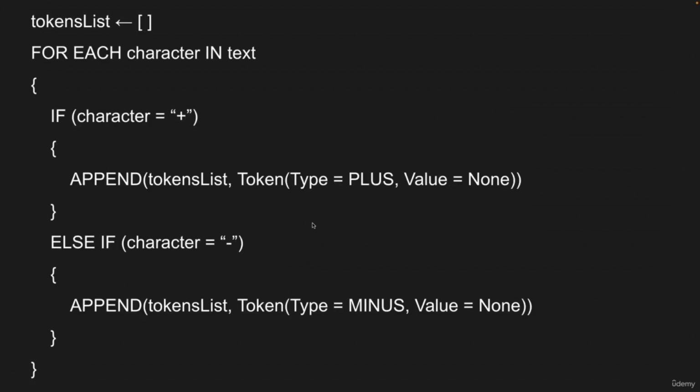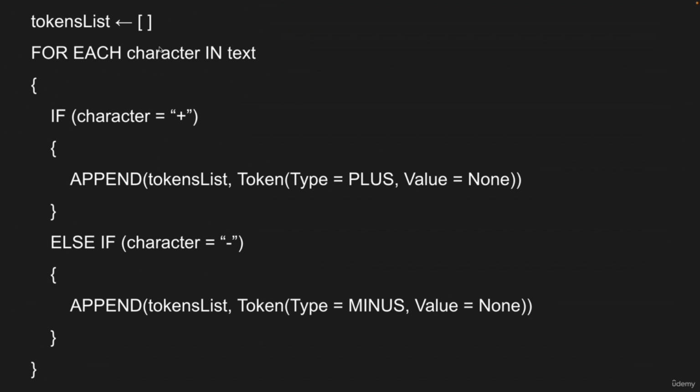Here we have tokens list equaling a list right here. The square brackets indicate it's a list. A list is a data container where it has multiple values in it. Think of a group of people in a community. You can think of it like that.